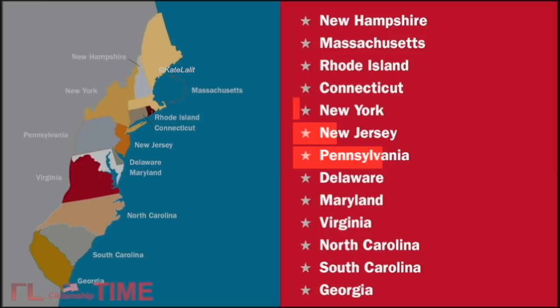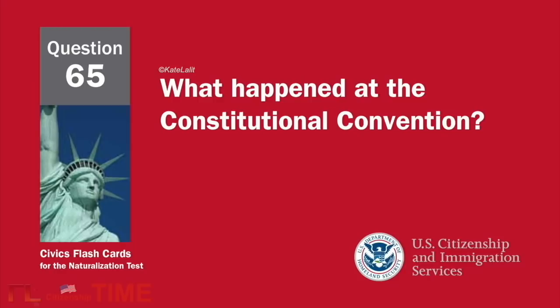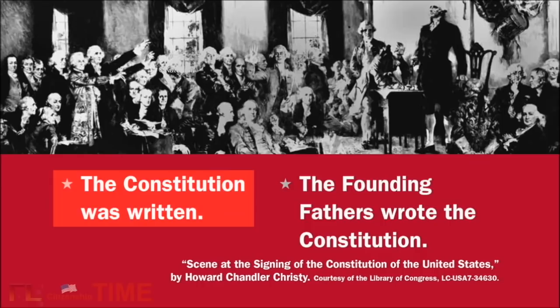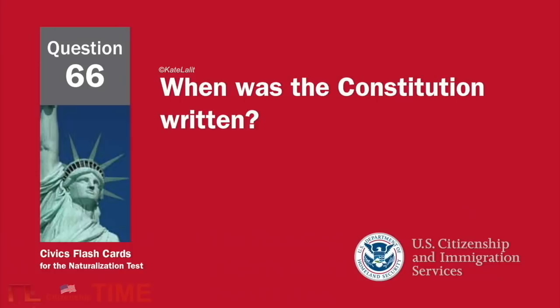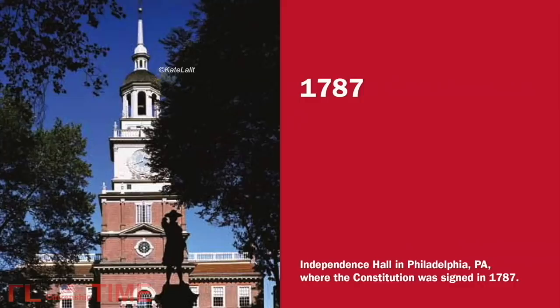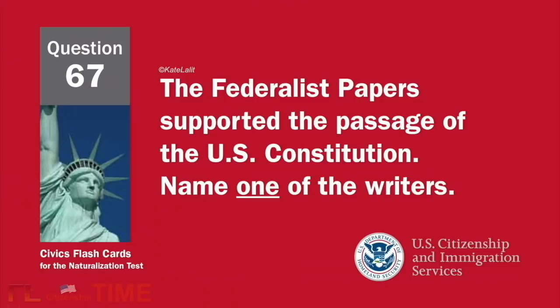What happened at the Constitutional Convention? The Constitution was written. When was the Constitution written? 1787. The Federalist Papers supported the passage of the U.S. Constitution. Name one of the writers. James Madison.